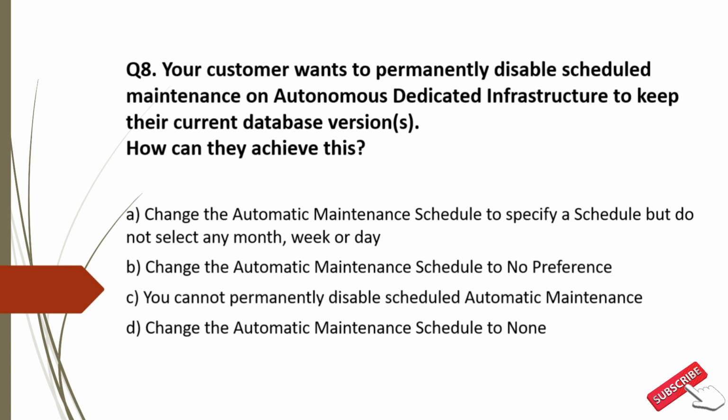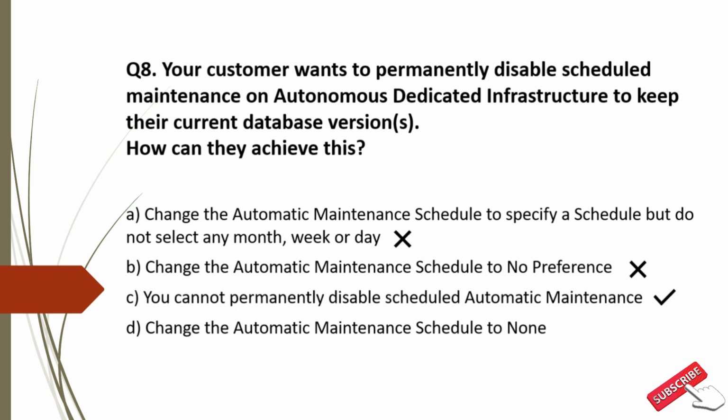Change the automatic maintenance schedule to specify a schedule but do not select any month, week or day. No, this is incorrect. To specify a schedule, you have to select any month, week or day. So this is incorrect choice. Option B. Change the automatic maintenance schedule to no preference. No, this is not possible. Hence incorrect. Option C. You cannot permanently disable schedule automatic maintenance.